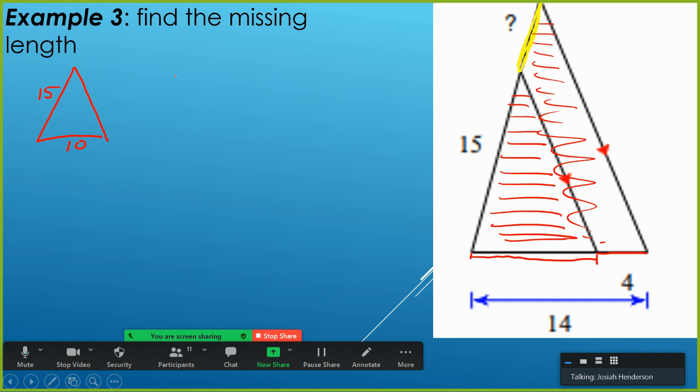Let's pull out the bigger one now and label it with its sides as best we can. They told us the bottom is 14. They labeled that whole stretch 14, so that's good.